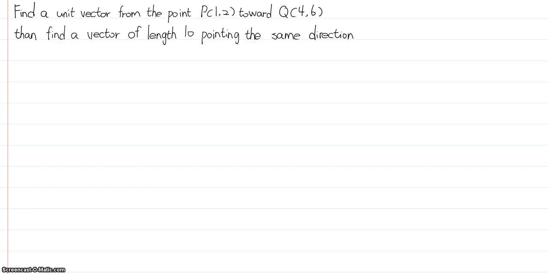Welcome to Vectorland. So in this problem, it's asking to find a unit vector from the point P (1, 2) toward Q (4, 6), and then find a vector of length 10 pointing in the same direction. Let's just solve the first part of this problem first.